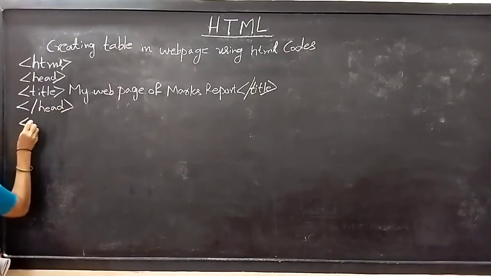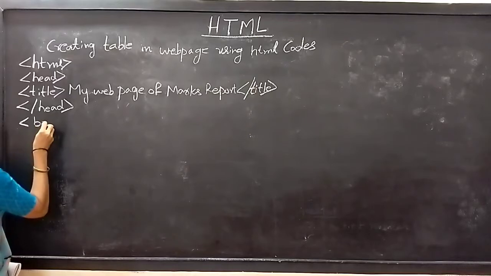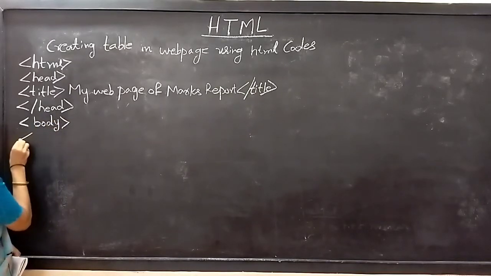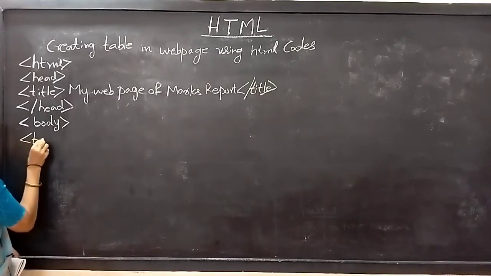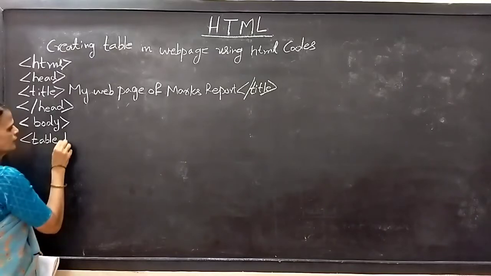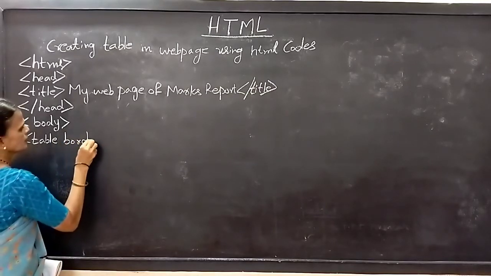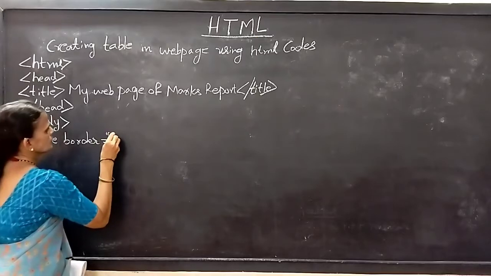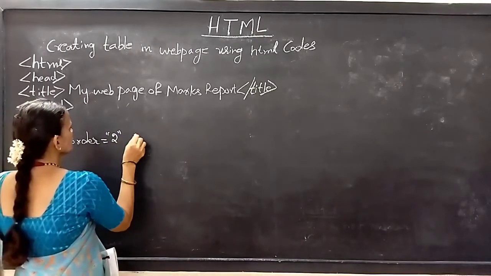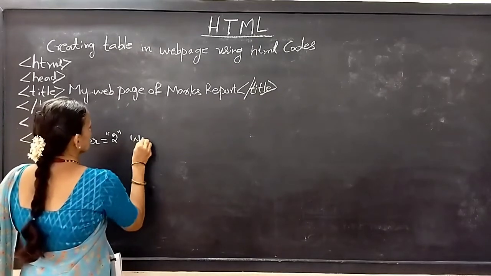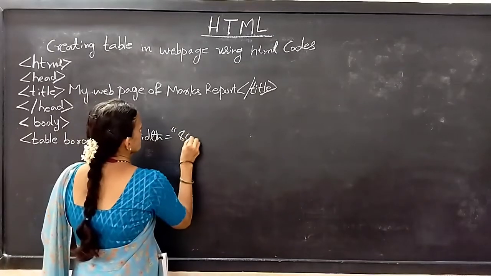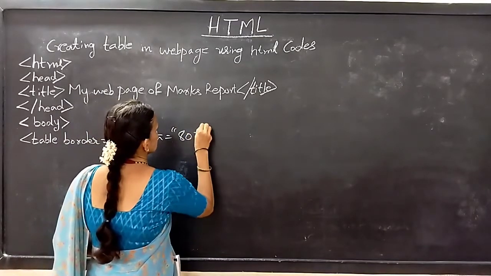Then we'll start writing the contents of the page. Start writing with the body tag. Now we want to create a table, so we'll write table. Now we want a border, so table border is equal to 2, and we'll give the width of the table equal to 80% of the page, so 80%.